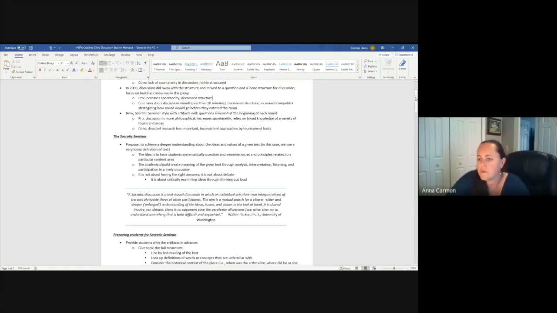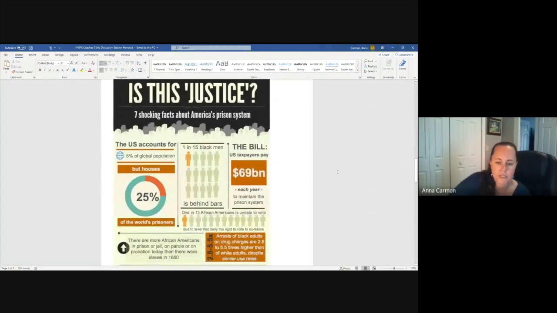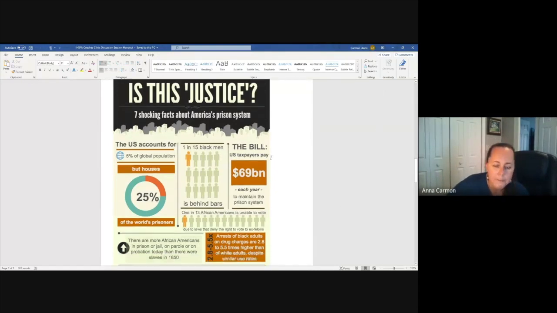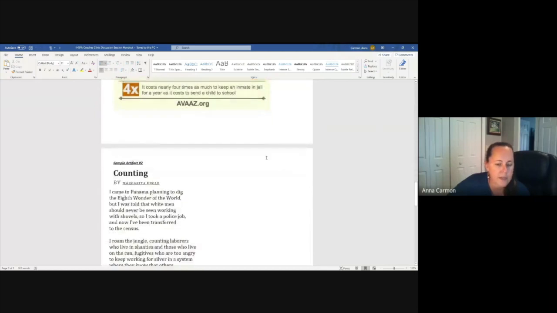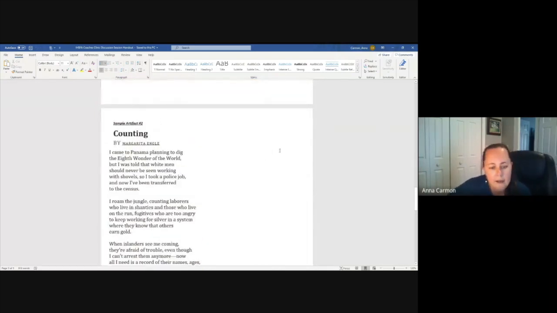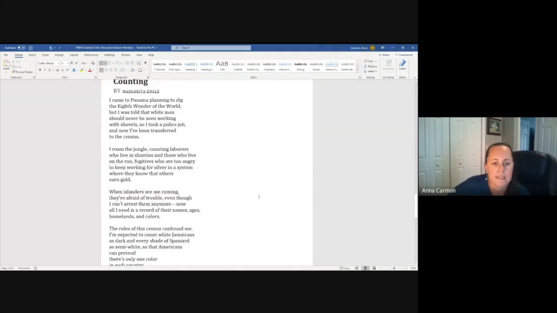The two artifacts, or the two texts, that I came up with this week: one was an infographic about shocking facts related to America's prison system, particularly as they disadvantage people of color. And then the second one I picked was a poem called Counting that looks at the idea of the census taking and counting people and what that looks like.